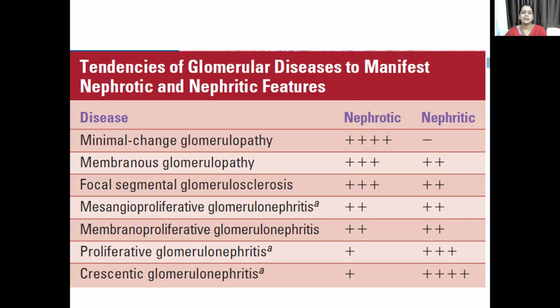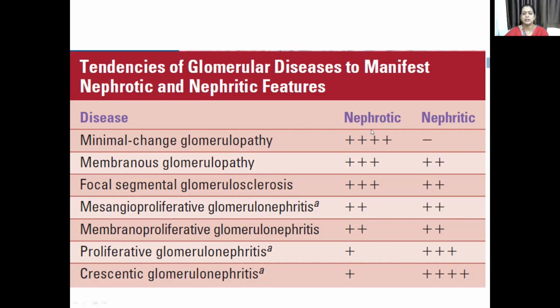Now we'll see the tendencies of glomerular diseases, how they manifest in nephrotic and nephritic features. Nephrotic is more than 3.5 grams proteinuria per 24 hours. Then there is hyperlipidemia, lipiduria, severe edema, hypoalbuminemia, right? Then nephritic features. See, these are the diseases. I told you the glomerular diseases are primary or secondary. The secondary diseases are usually associated with systemic involvement. The primary diseases are these. And the third one is also there, wherein you find some hereditary disease.